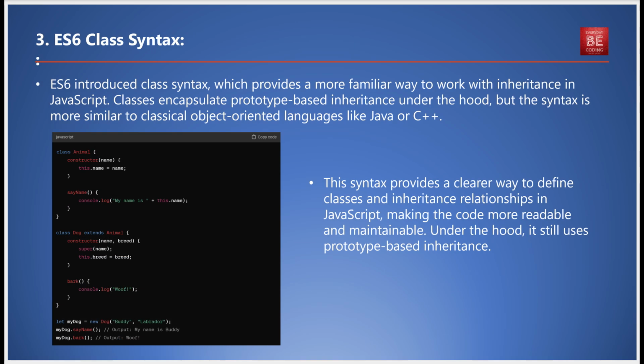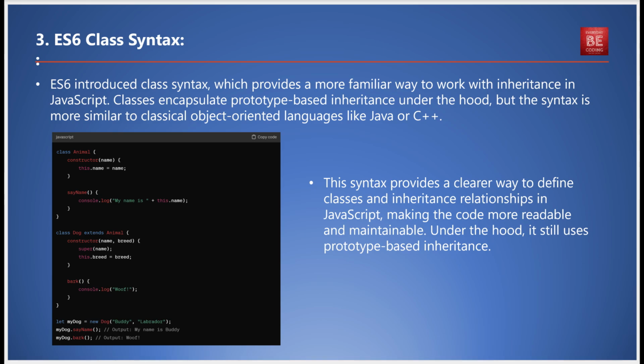The third method is the ES6 class syntax. ES6 introduced class syntax, which provides a more familiar way to work with inheritance in JavaScript. Classes encapsulate prototype-based inheritance under the hood, but the syntax is more similar to classical object-oriented languages like Java or C++. In our example, we define an animal class with a constructor and a sayName method, and a dog class that extends animal. It also has a constructor that calls the parent constructor with super, and defines a new method called bark. When we create a new instance of dog and call sayName and bark, it works as expected because under the hood, it's still using prototype-based inheritance.